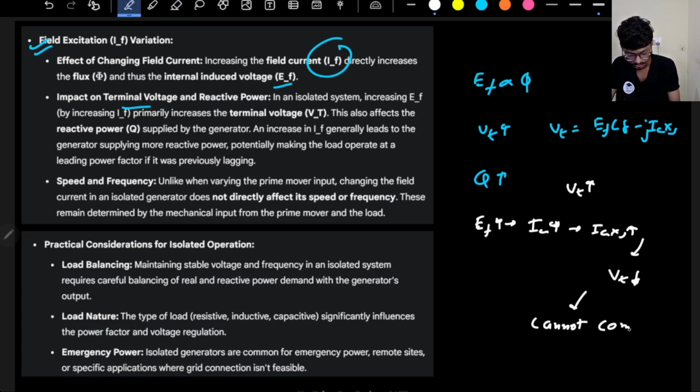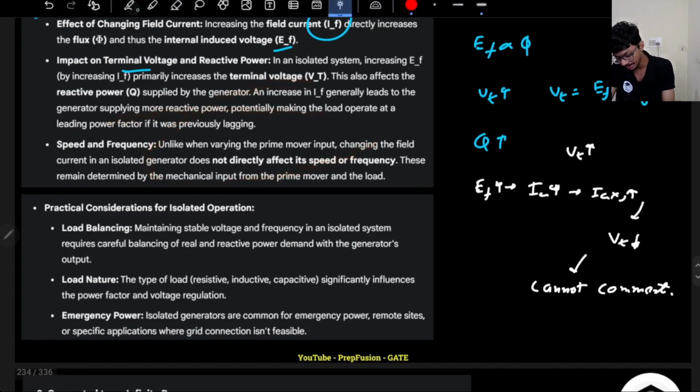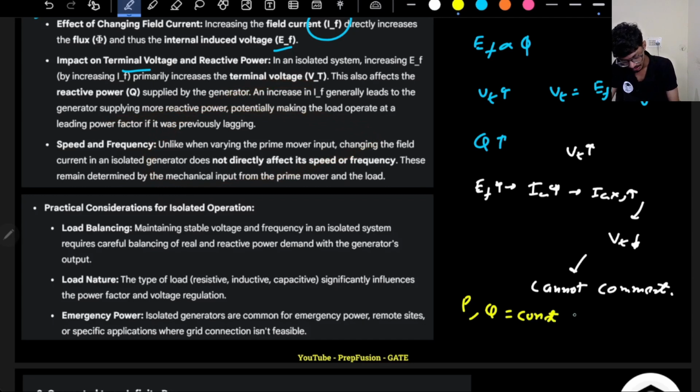Again in this case you cannot comment, you need exact values. So in case of an isolated system, you cannot comment what will happen. But one thing you can comment: your active power P and Q will be constant. In case of an isolated system, your active power and reactive power delivered will be constant. It has to be, because the load is a single load, right?